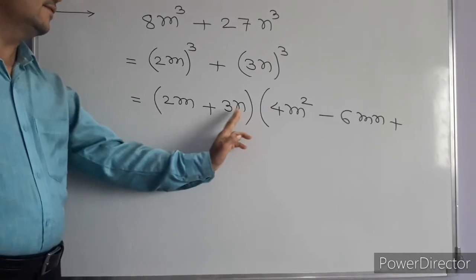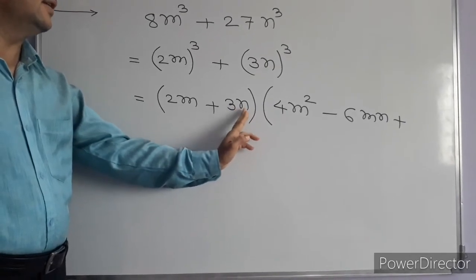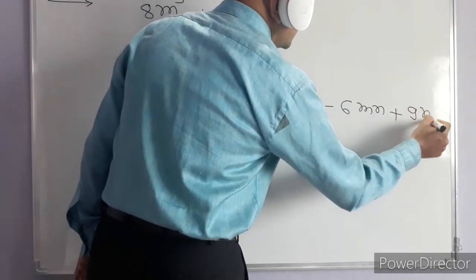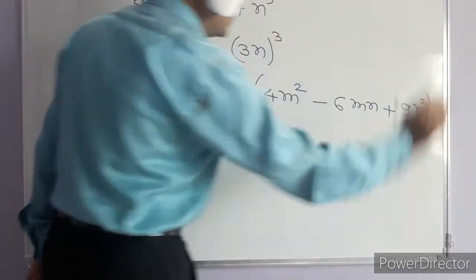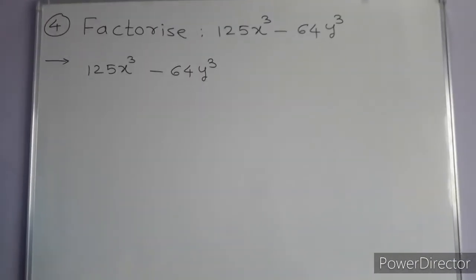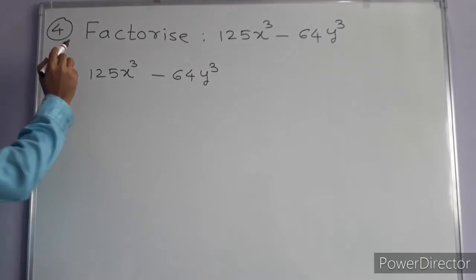Then make the square of the second term. So how to make the square of the second term? So 3 square as well as n square. So 3 square is 9 and n square. This is the answer. Yes, let us go to the next example.